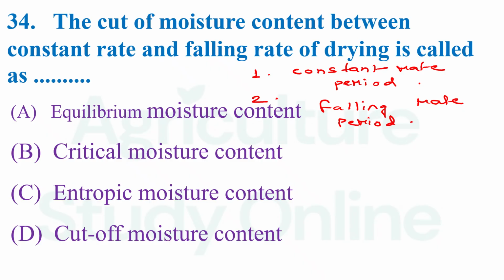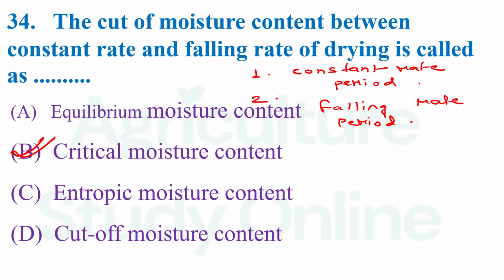So in constant rate period, what happens? The surface is fully wet, means drying is too fast. And falling rate period means the surface has dried, starts to dry, but the internal moisture movement controls the drying. So the moisture content at the transition point between these two stages is called critical moisture content. That is option number B.